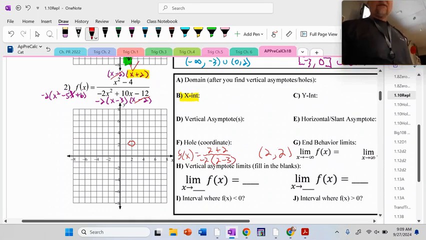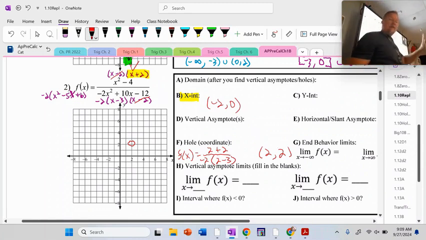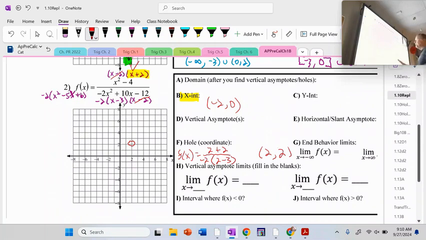It's x-intercepts. So the x-intercept is -2 comma 0. The y-intercept. Look at my hand. The y-intercept comes from plugging in 0 for x. So 0 minus 4 over 0 minus 12. What's -4 over -12?